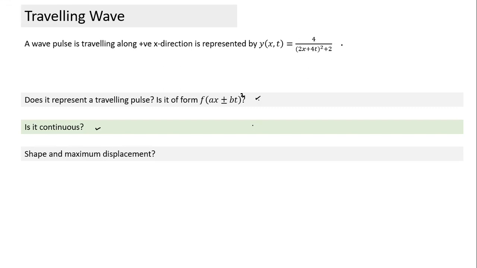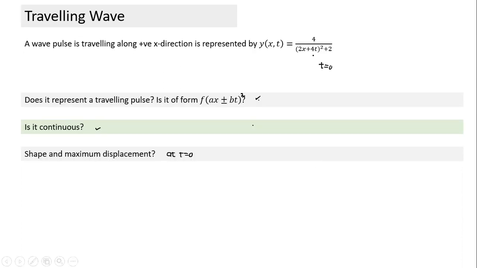Can we find the shape of the wave? How do we find it? We can find the shape of the wave at a particular instant of time. If I put t equal to 0 and plot y for different values of x, I'll get the shape of the wave. So for the shape at t equal to 0, I'll substitute t equal to 0 in this equation, and when we plot y with respect to x, I get the shape of the wave.